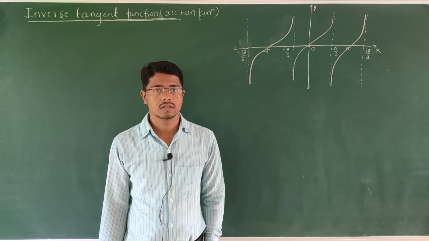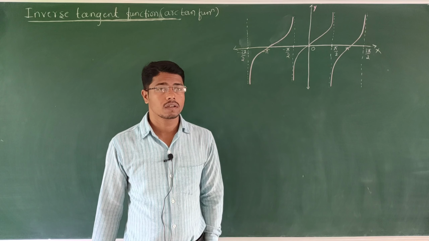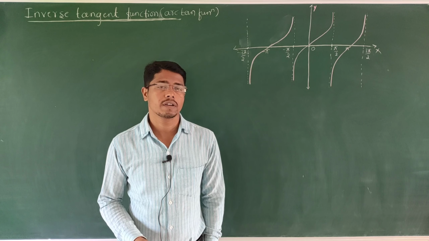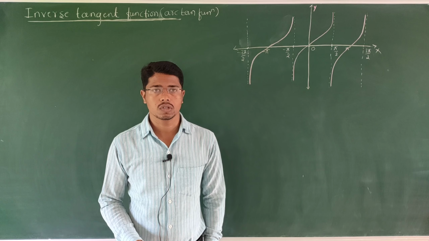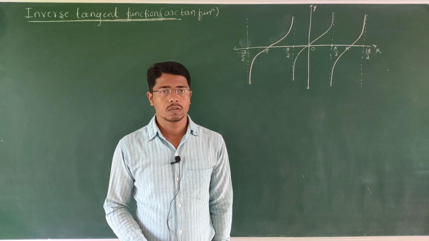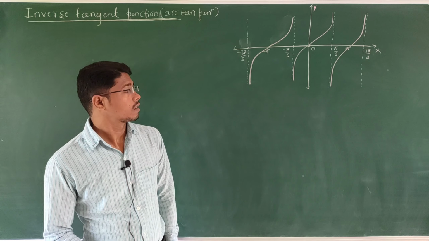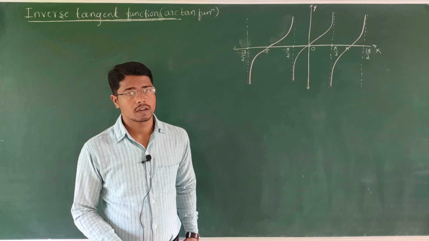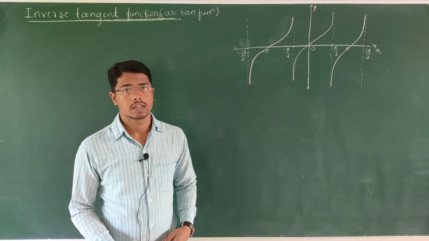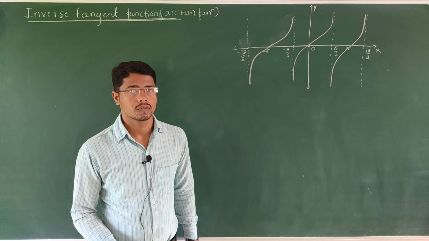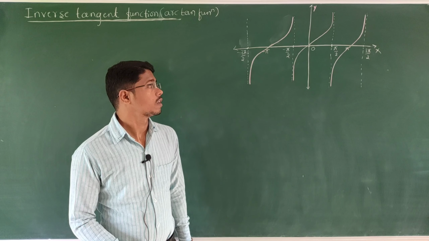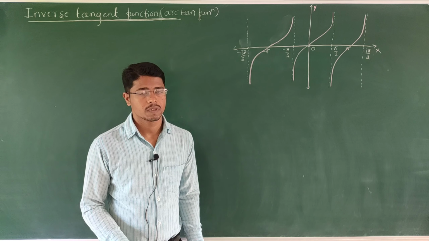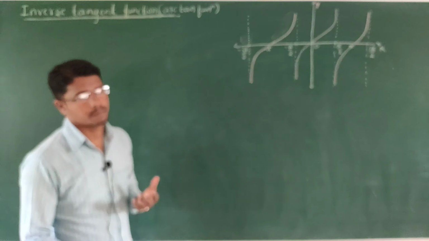In today's class, let us see about the inverse tangent function, or we may call it the arc tangent function. To make the tan function invertible, first we have to make it one-one and onto, that is, bijective. After that we can define the inverse of the tangent function. So first, see what the tan function is.